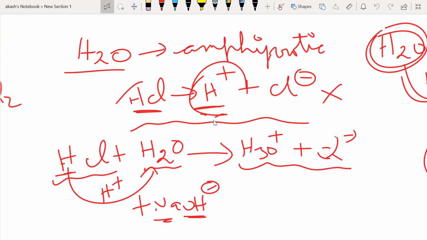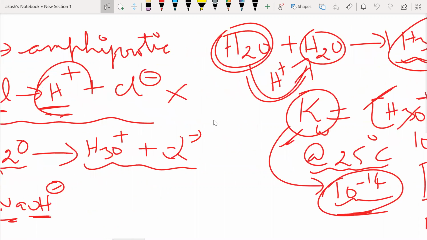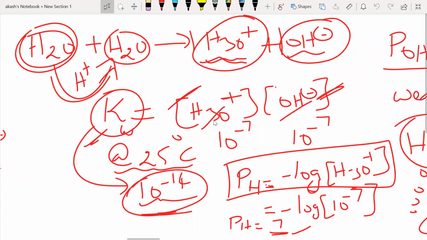If there's a species which gives me H plus, then in the medium I should have something which can accept the H plus also. That is the role played by water or any other solvent. This is how you write the reaction: HCl plus H2O gives H3O plus and Cl minus. And this is how we get the mathematical point of view of pH.